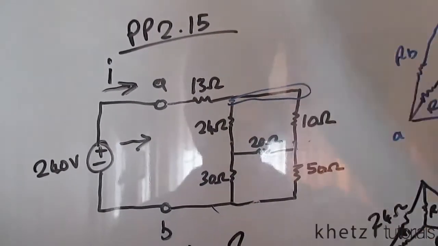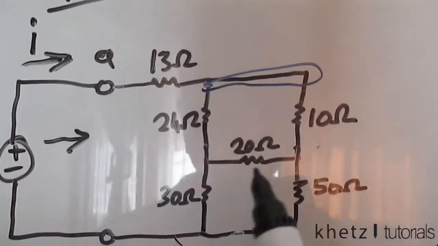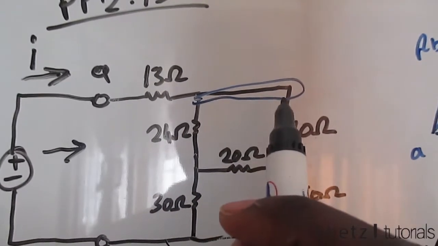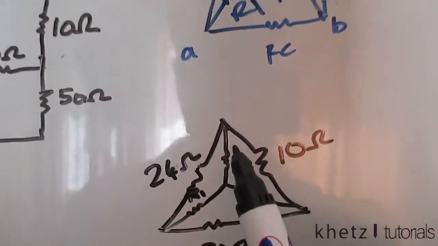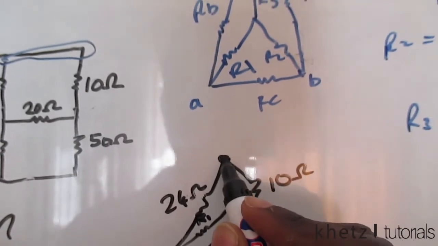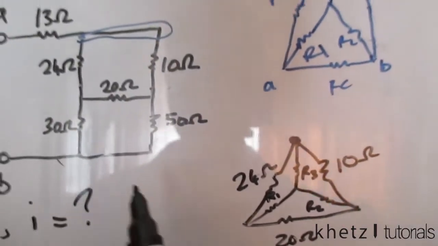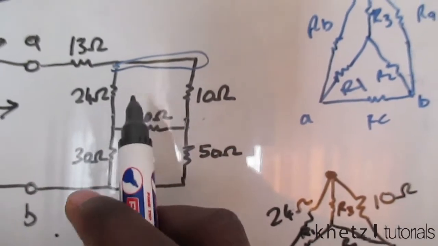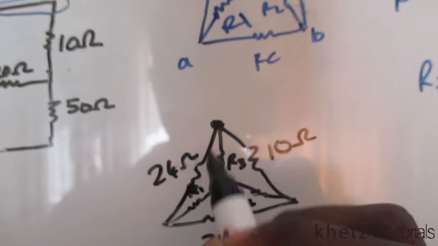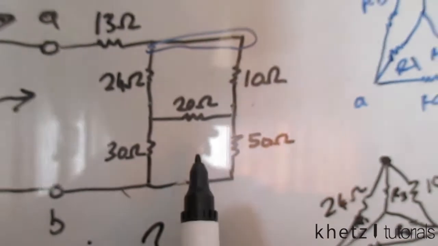So what do we do? We do a Y-delta transformation. If you look at this part of the circuit, it forms a delta. This is simply a wire which you can reduce to just a single point. So this top part can be reduced to just a single point right there. It's just a wire which has been extended like that. And so up here, we have a delta network, and this delta network can be transformed to a Y network. From this Y network, we can solve the rest of the circuit and then find the equivalent resistance.